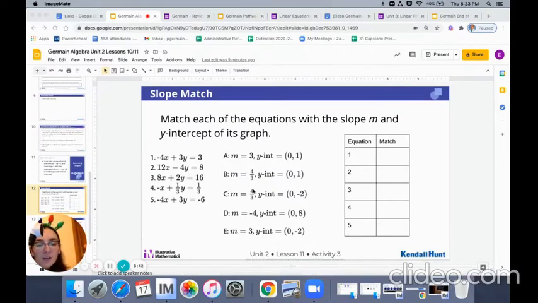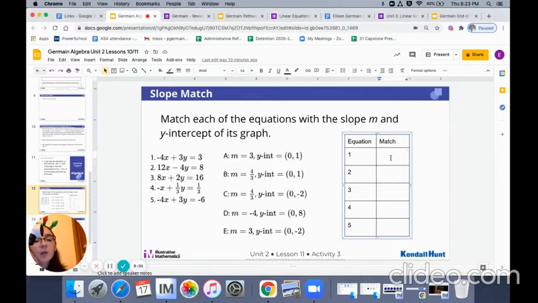So if I look at this right here, we have a slope of 4/3. That's these two right here. I have a y-intercept of 0, 1 or 0, -2. We said our y-intercept was a positive 1. So equation number 1 would match with letter B.